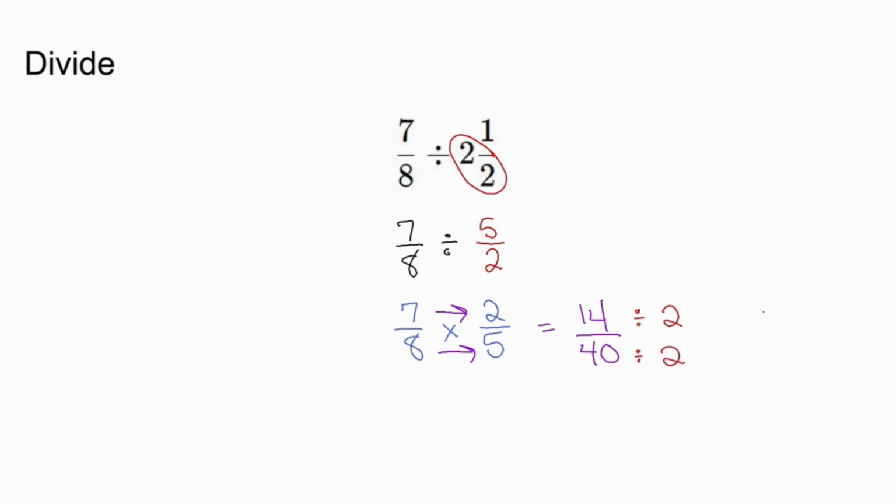14 divided by 2 is 7. 40 divided by 2 is 20. You can't simplify anymore, so our final answer is going to be 7/20.